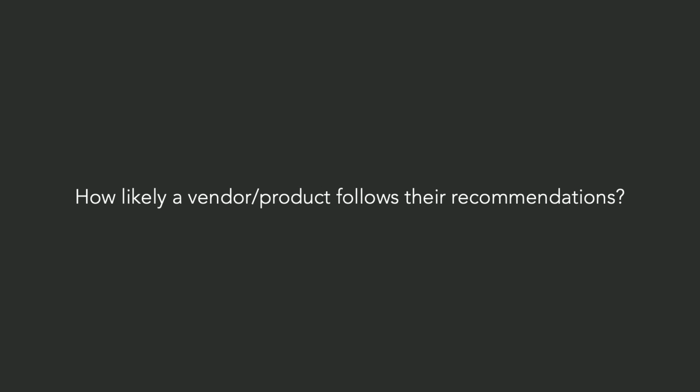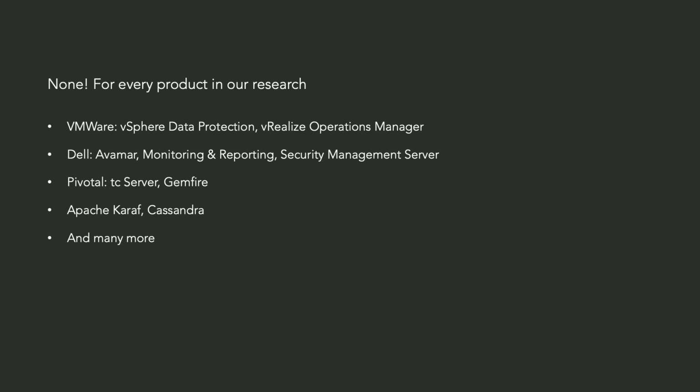So let's see how likely vendors are to follow their recommendation. The answer is none for every product in our research, including VMware, Dell, Pivotal, and Apache. Actually, this is 100% of the products we looked at. Basically, you can just Google any product that uses the RMI protocol, and then you can find a vulnerability in it. It's actually that easy.